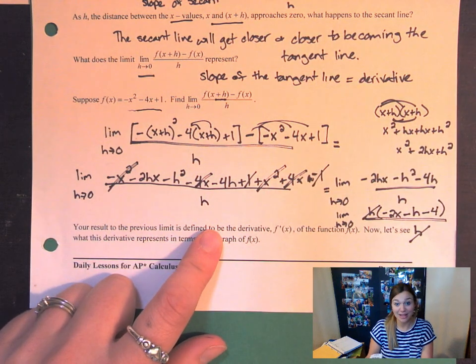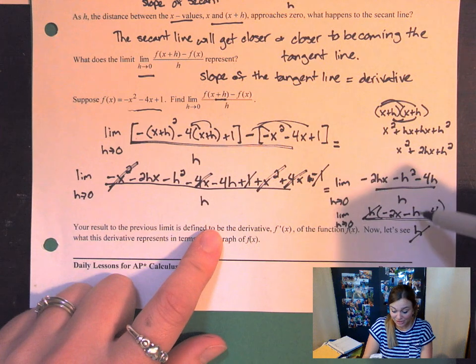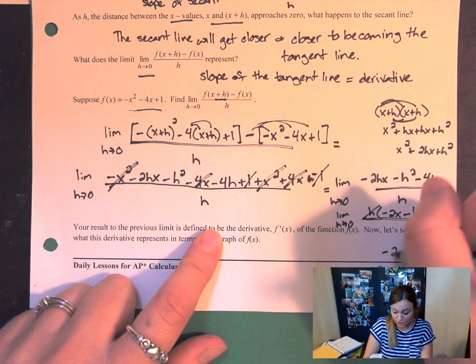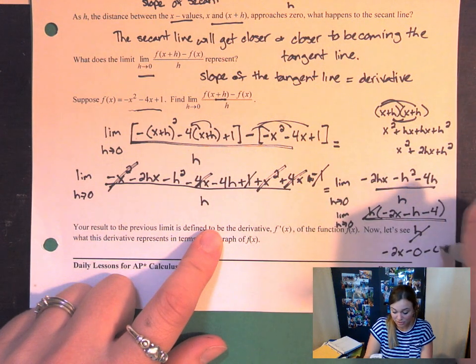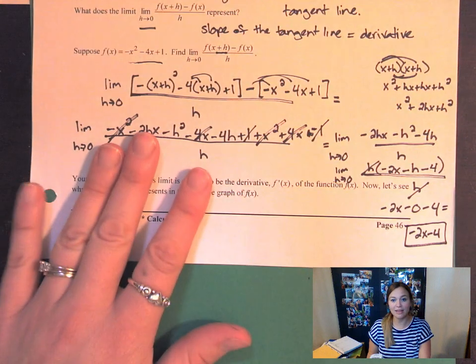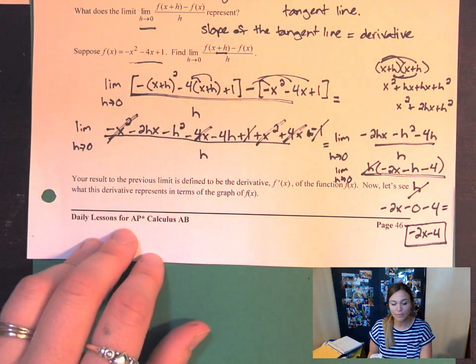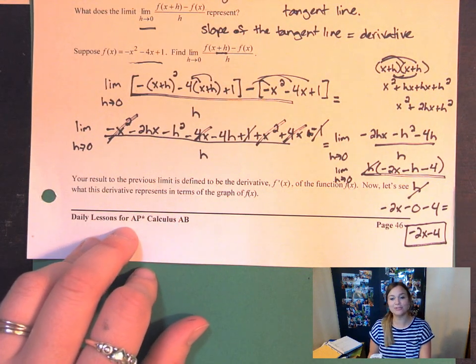Now I can simplify, now I can substitute. H is 0, right? So I'd have negative 2x minus 0 minus 4, also known as negative 2x minus 4. And you might be saying, what in the heck does that mean? Why would a slope be negative 2x minus 4?